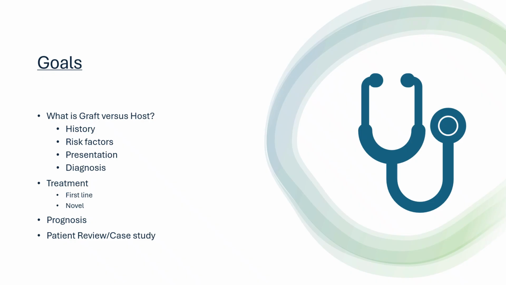All right, so before we begin, going to start off with some goals. We're going to go over what is graft versus host, kind of the history behind where it came from, what are some of the risk factors, the things that we know about, the things that we suspect as risk factors, as well as what is the typical presentation in these patients, as well as diagnosis factors. For treatments, we're going to talk a little bit about the first line of defense, and then go into some of the novel therapies, go on to prognosis, and then finally close off with some patient case studies that we've had here.